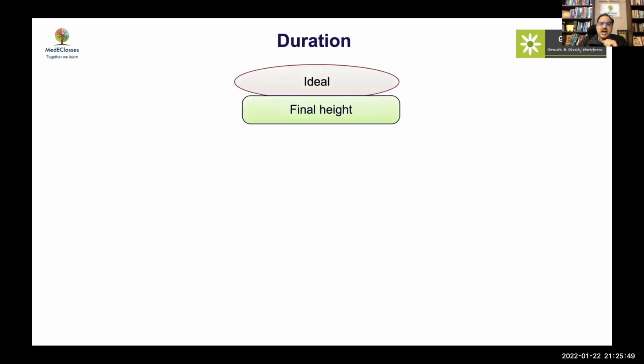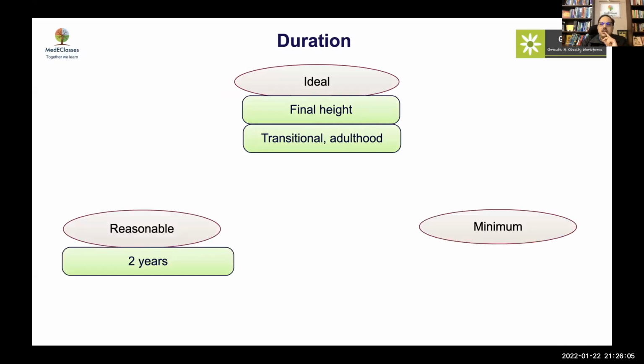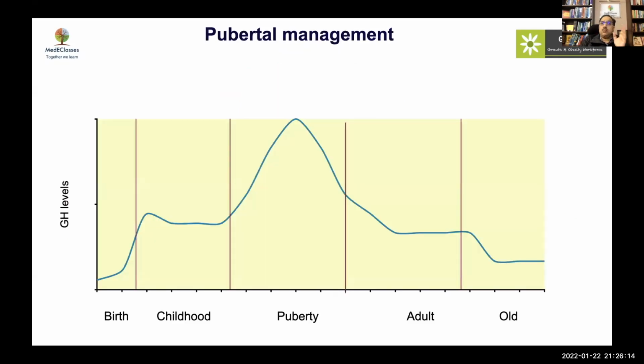Now, as discussed, ideally we should continue it till final height. There may be consideration about giving it transitionally to increase bone mass up to around 25 years of age, and in adulthood for quality of life, cardiovascular benefit, adiposity, and other benefits. It is reasonable to give for 2 years, minimum 1 year. If somebody is not going to give 1 year, there is no point giving growth hormone in that situation. What about puberty?